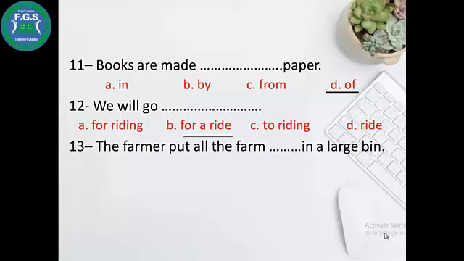The farmer put all the farm refuse in a large bin. Wheat, cows, trees, refuse. Of course, refuse here means rubbish.